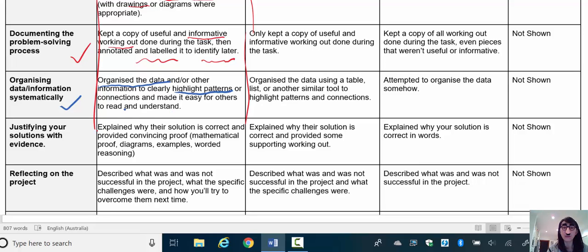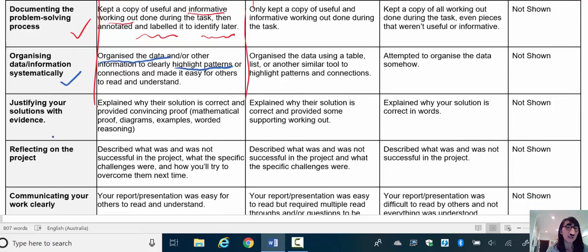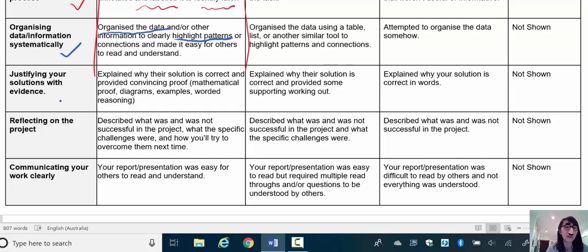Of course, you can take a screenshot and insert that table into your report. Then justify your solution with evidence. So that's the next criterion we are looking for.